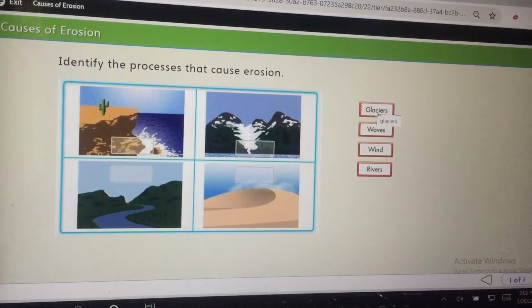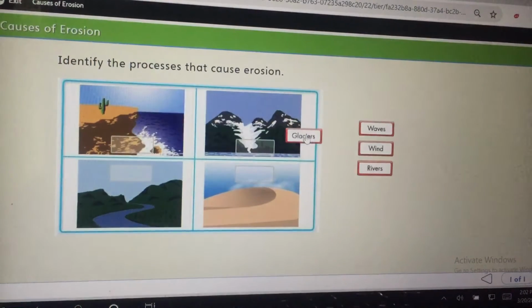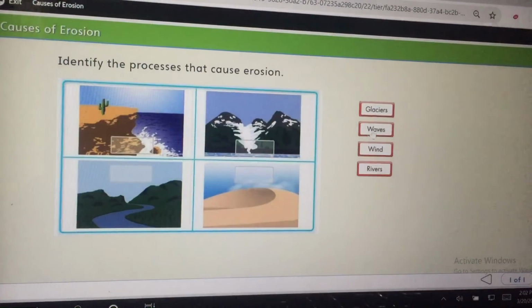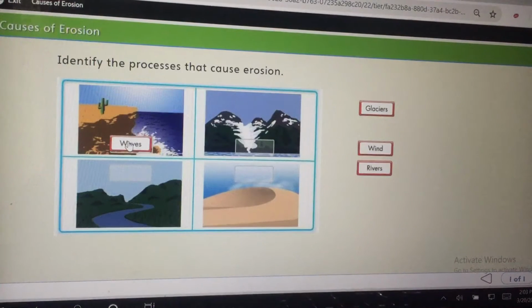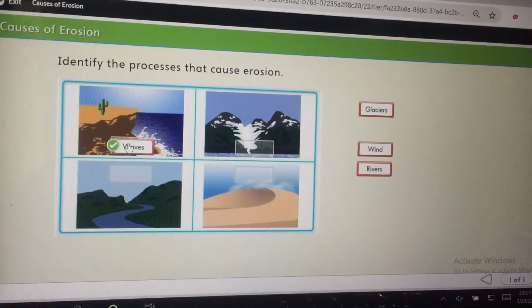Grade 5, to revise what we just explained here, causes of erosion. Let's try this interactive question on the website of the book. Let's say glaciers cause sand dunes. Oh, I made a mistake. What about waves cause the sides here to be eroded?